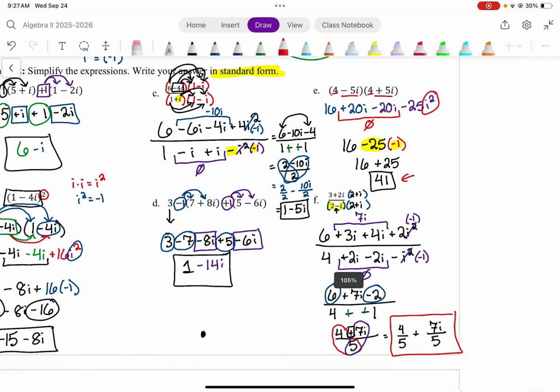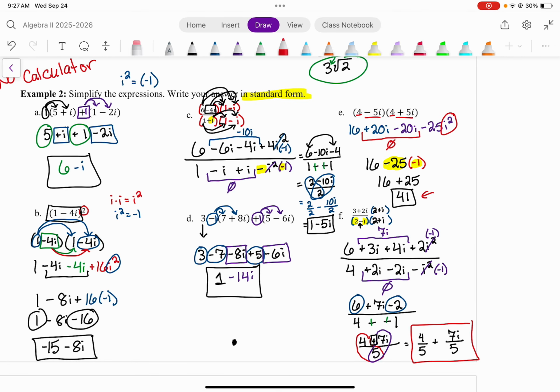If you have any questions on this first page, make sure you let me know. The next video will go over quadratic formula.